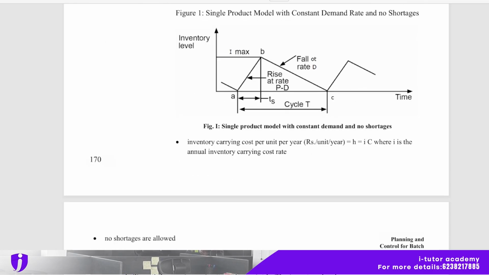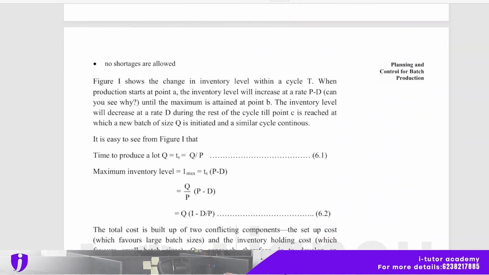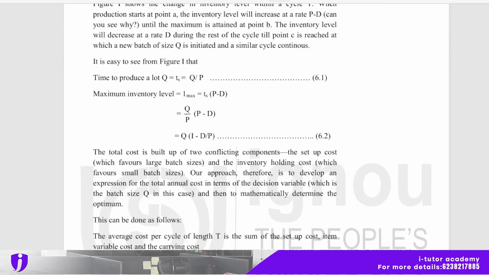And inventory carrying cost per unit per year, that is H, is equal to I times C, where I is the annual inventory carrying cost rate, and no shortages are allowed. Figure 1 shows the change in inventory level within a cycle T. Okay, so please refer to that figure.